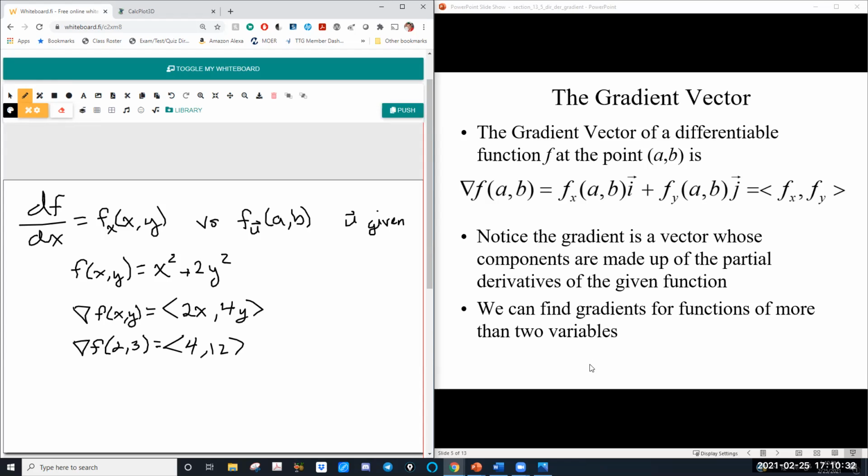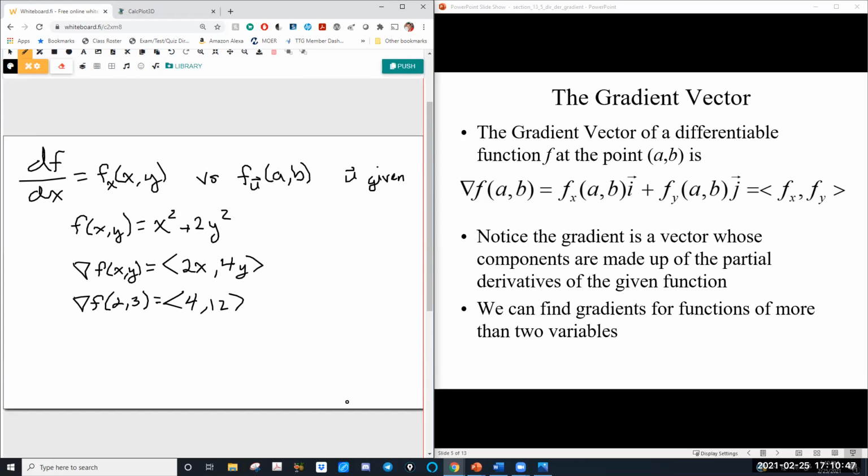All right. So it's just a vector made up of our partials. And we can find gradients for functions of 3 variables, 4 variables. So however many variables are in our function, we can find a gradient for it, and the gradient will have the same number of components as variables. So far, that's what I want you to take away: this is great, it's easy to find.